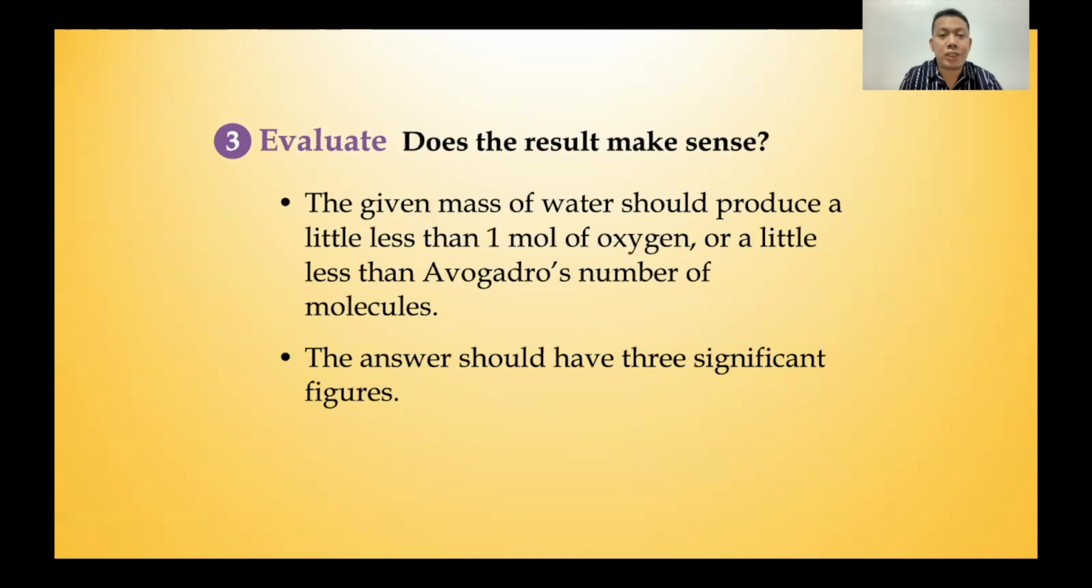So does the result make sense? Yes. The given mass of water should produce a little less than 1 mole of oxygen, or a little less than Avogadro's number of molecules. So the answer should have three significant figures.